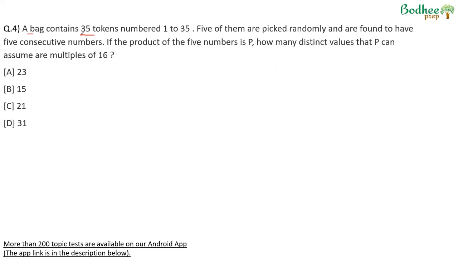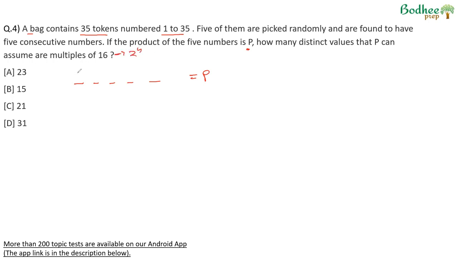A bag contains 35 tokens, numbered 1 to 30. 5 of them are picked randomly and are found to have 5 consecutive numbers, 1, 2, 3, 4, 5. If the product of the 5 numbers is p, how many distinct values that p can assume are multiples of 16? To be a multiple of 16, the power of 2 has to be at least 4.